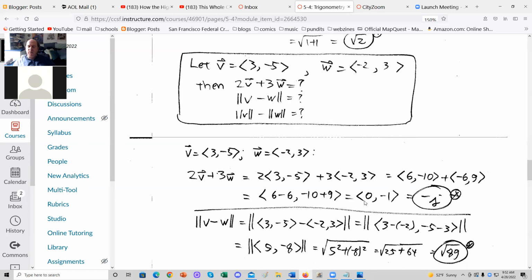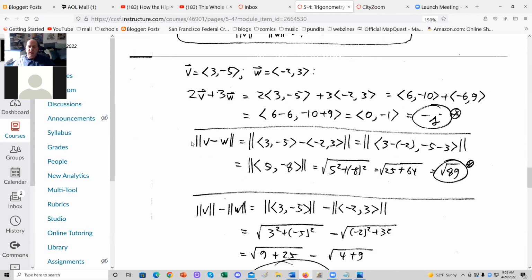Okay, 0 by -1, and that's the vector -j. Length of E minus W, that's the length of 3 by -5 minus -2 by 3. If we take differences of components, 3 minus -2 for the X component, -5 minus 3 for the Y component, that's the length of 5 by -8. Root of sum of 5 squared plus -8 squared. That's root of 25 plus 64, which is the square root of 89.